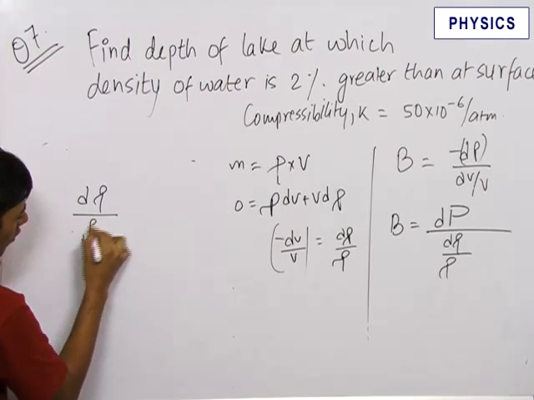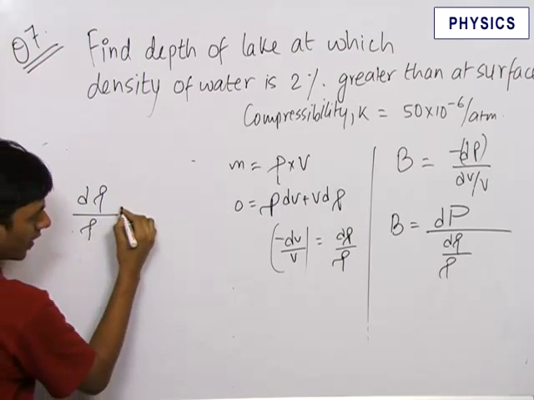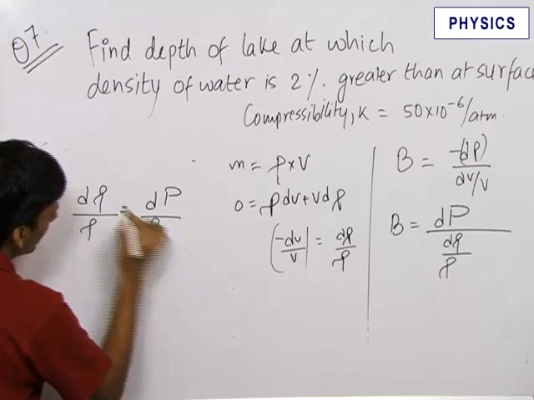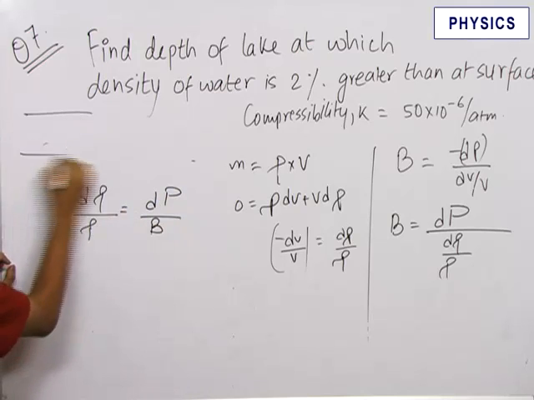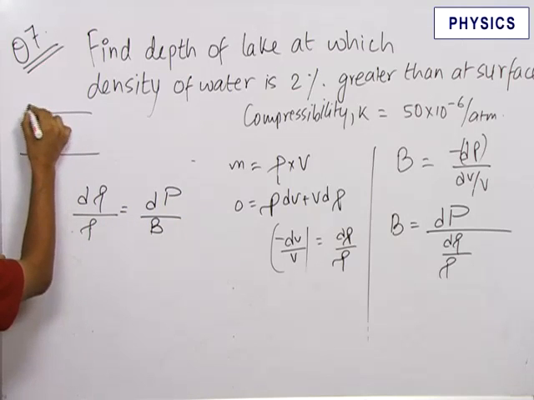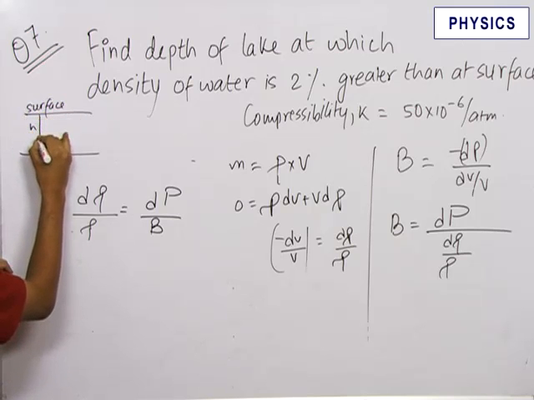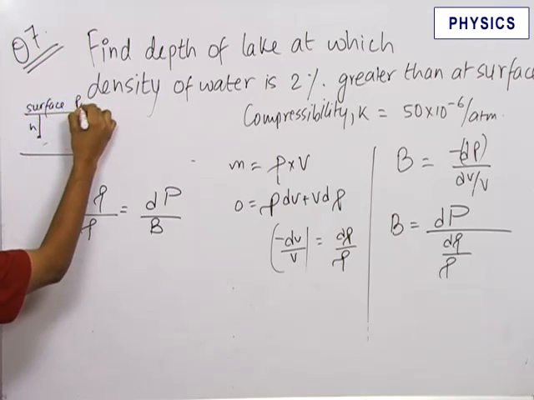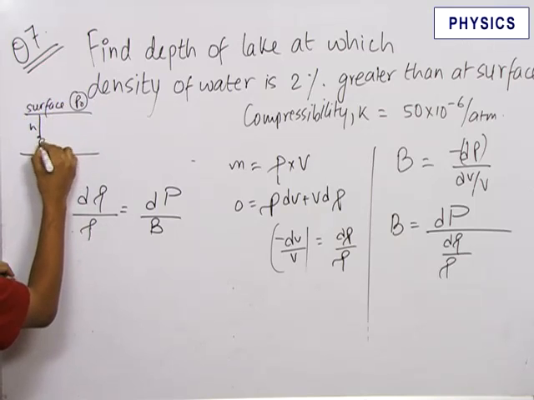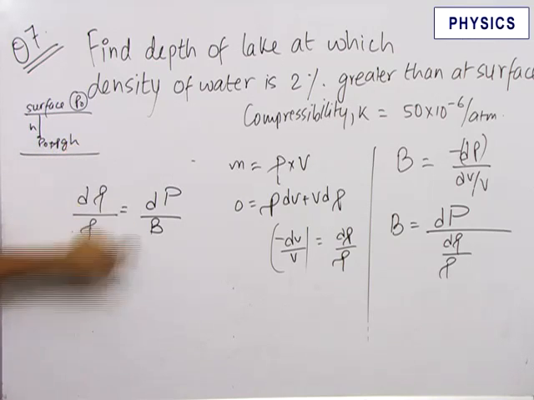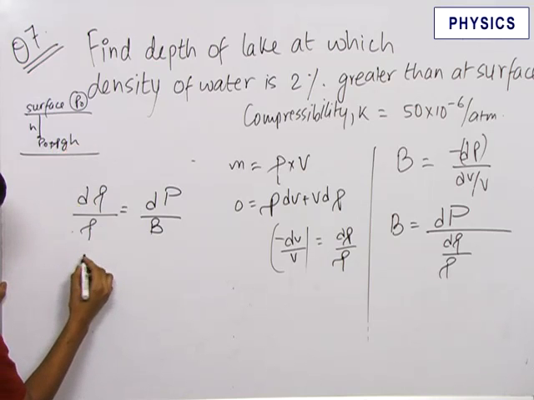Therefore d rho/rho is equal to dP/B. Now dP is the change in pressure on going from the surface to depth h. Let the pressure here be P naught. So the pressure here becomes P naught plus rho g h. Therefore dP becomes equal to rho g h.